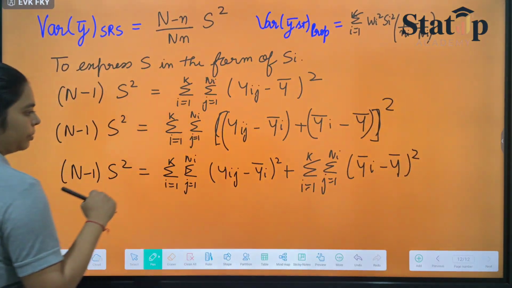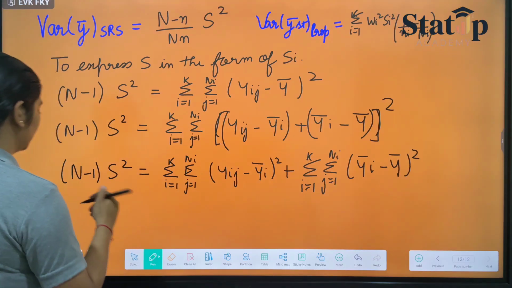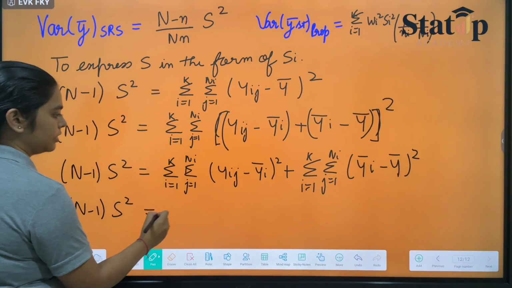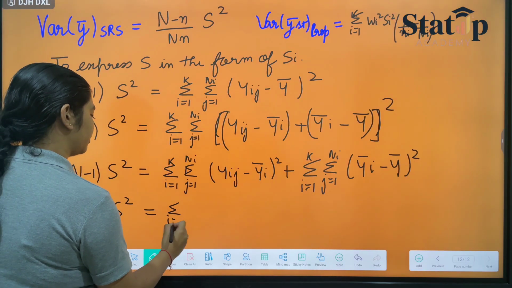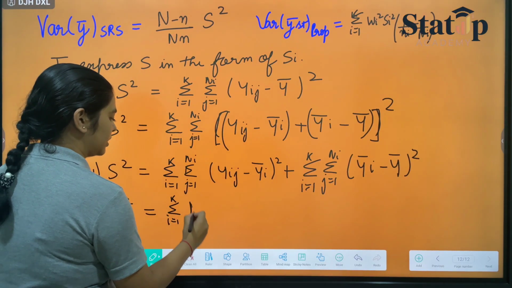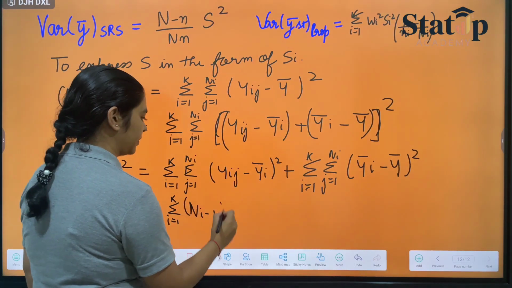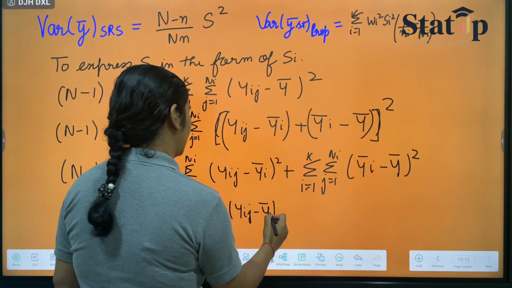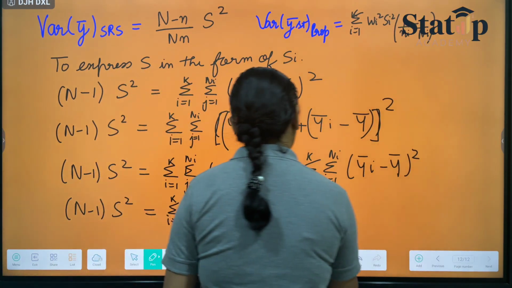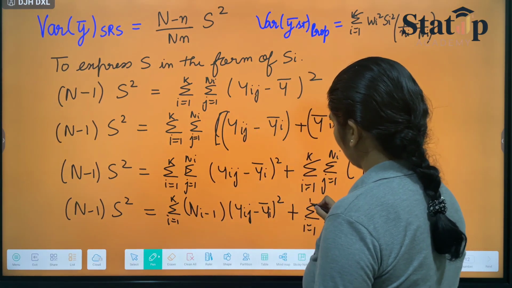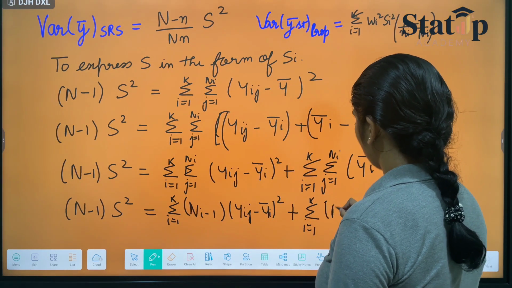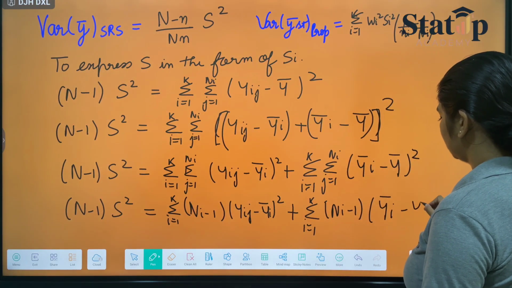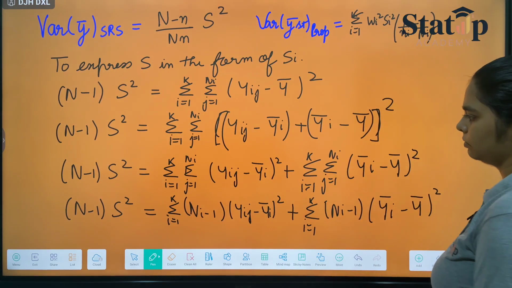Now here we can open the j bracket on both sides. We are left with n minus 1 S square equals summation i goes from 1 to k, j is nothing but ni minus 1, yij minus y bar i square plus summation i goes from 1 to k ni minus 1 y bar i minus y bar whole square.